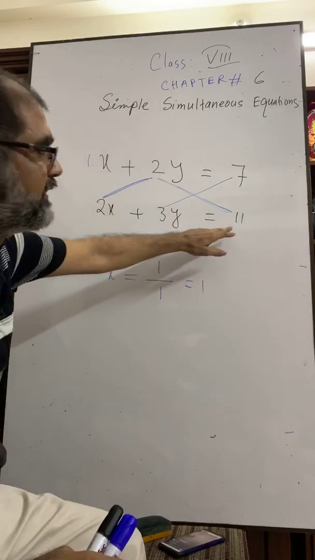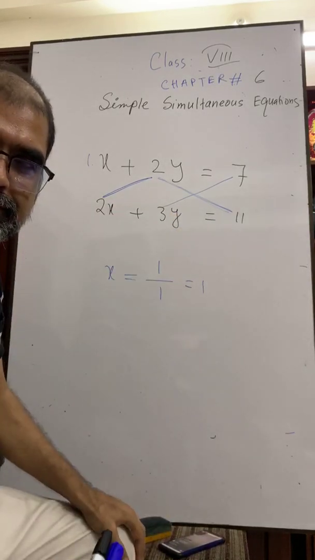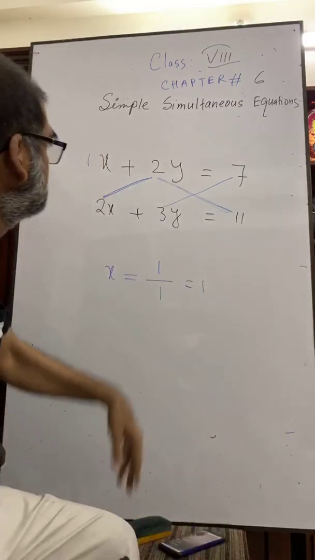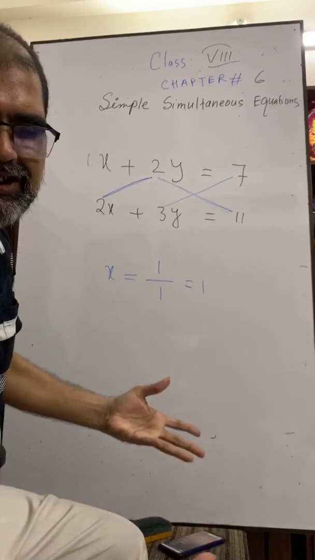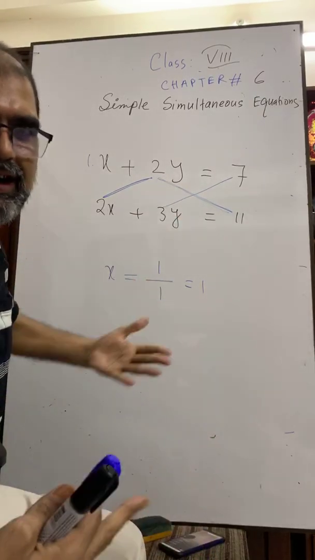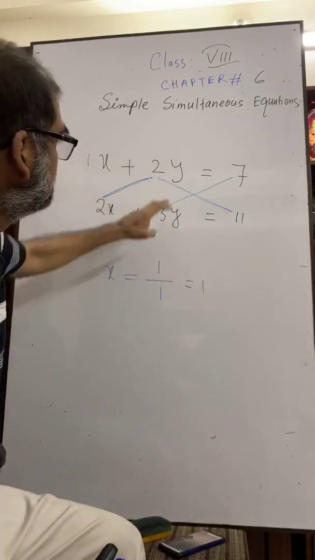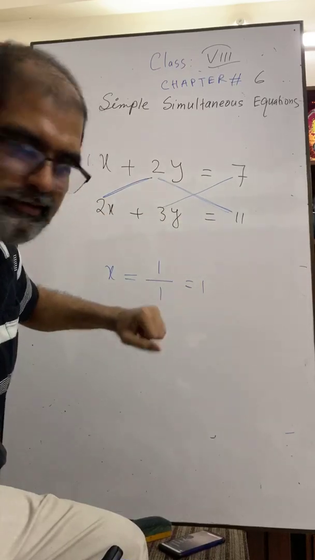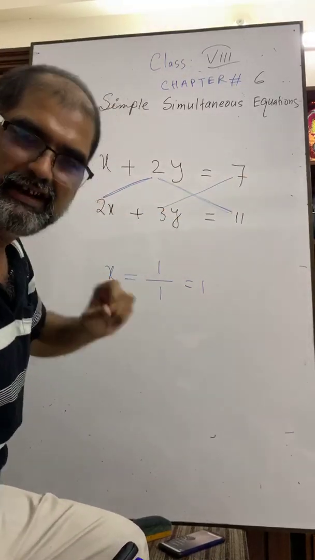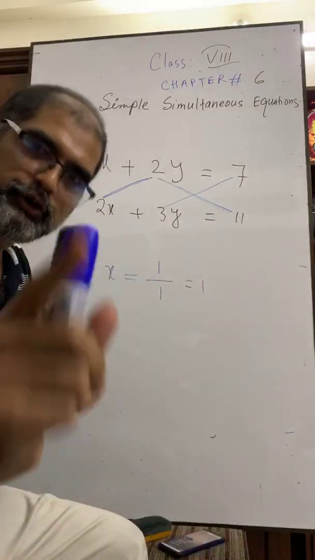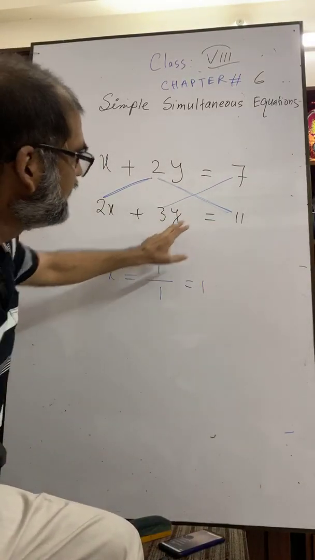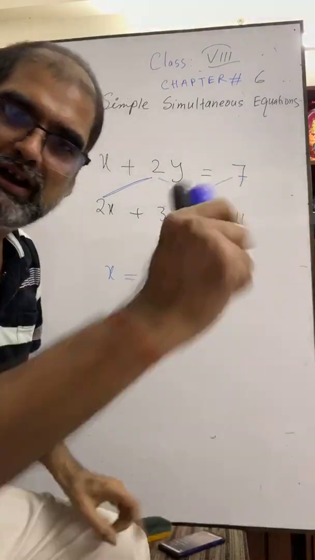Two into 11, 22, minus 3 into 7, what? Like cross multiplication, okay? How you did it in class 7? This into this and this into this, just only minus sign. 2 into 11, 22. 3 into 7, 21. The difference is 1.